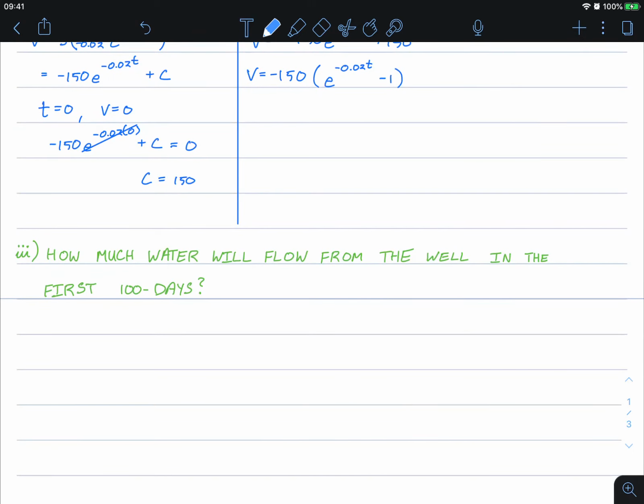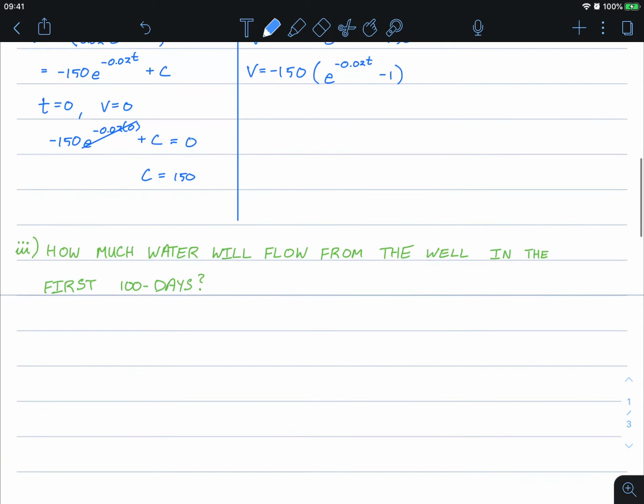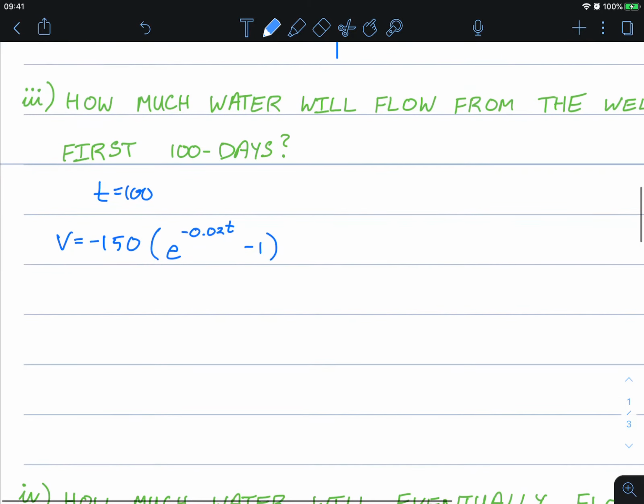How much water will flow from the well in the first 100 days? It's nice and simple. That's when t is equal to 100. So let's take our volume function. With t equal to 100, that'll be negative 150 times e to the power of negative 2, because substituting 100 here, 100 times 0.02, moving the decimal places twice, gives negative 2.